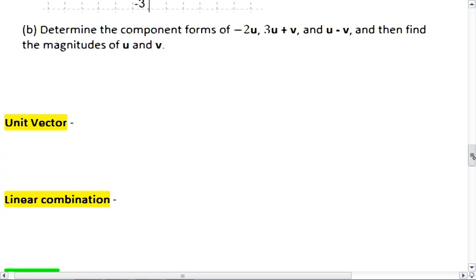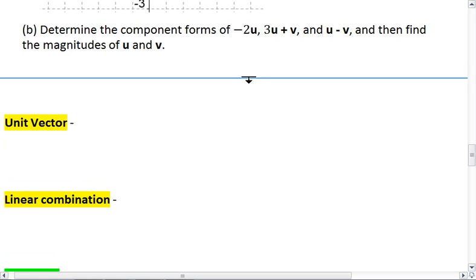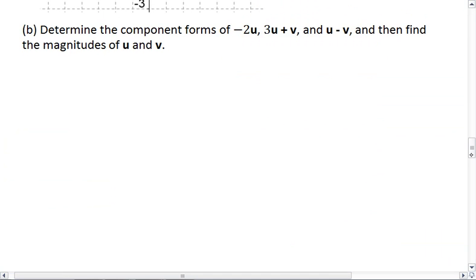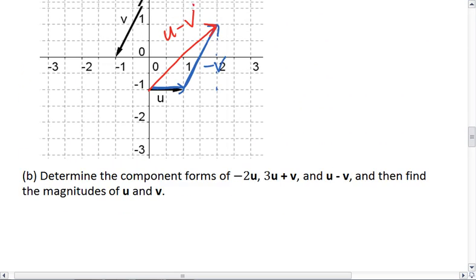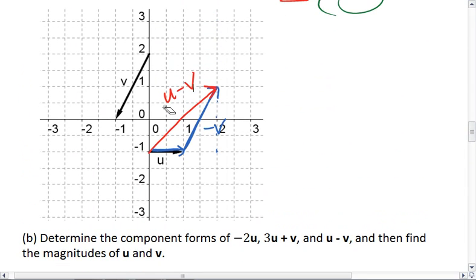Now for part B, I want you to determine the component forms of those vectors that we found. So determine the components of negative 2u, 3u plus v, and u minus v. Then find the magnitudes of u and v. Again, if you want to, you can try this on your own first and then resume the video when you're ready to check your solutions.